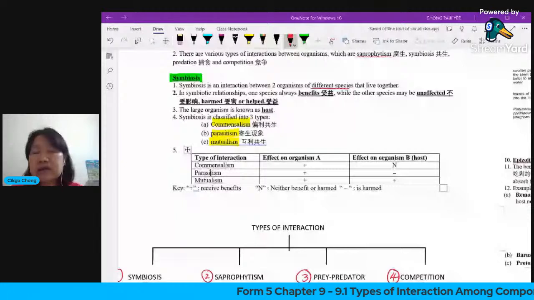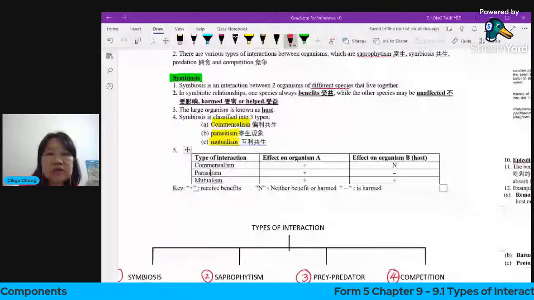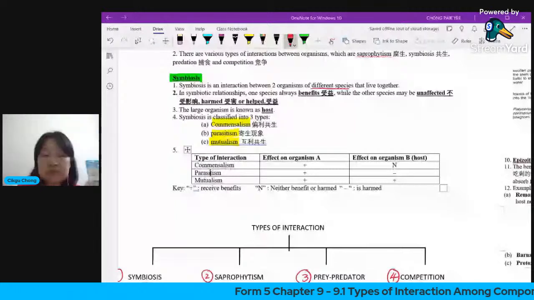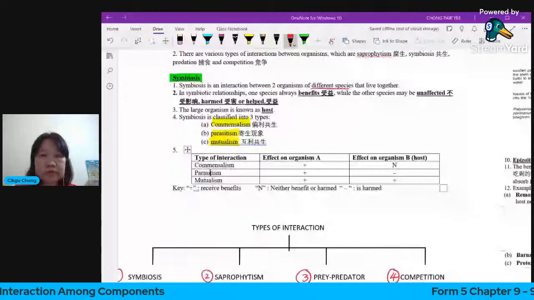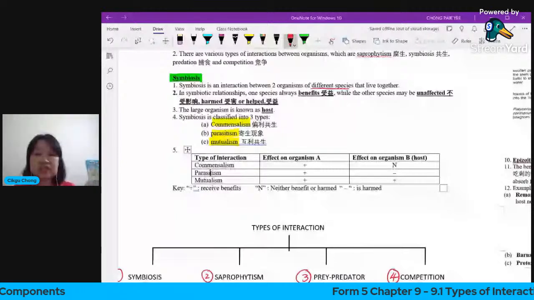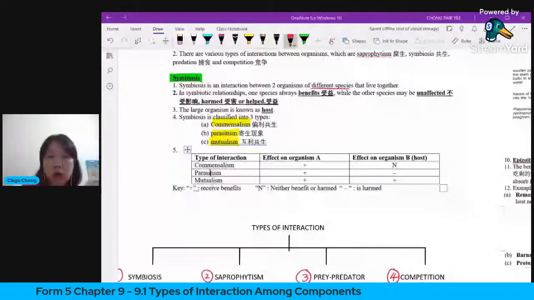Okay, now commensalism is an interaction between 2 different organisms, different species. One organism benefits, so it's a positive, and the other one doesn't benefit nor is harmed, so it's a 0. So it is a plus and a 0. The organism that benefits, that gets the advantage, is called the commensal. The other one, which doesn't get anything, is called the host. Usually the host will be larger in size compared to the commensal.